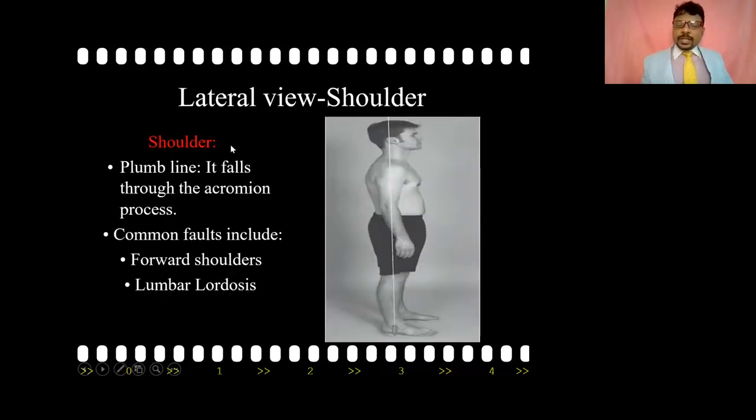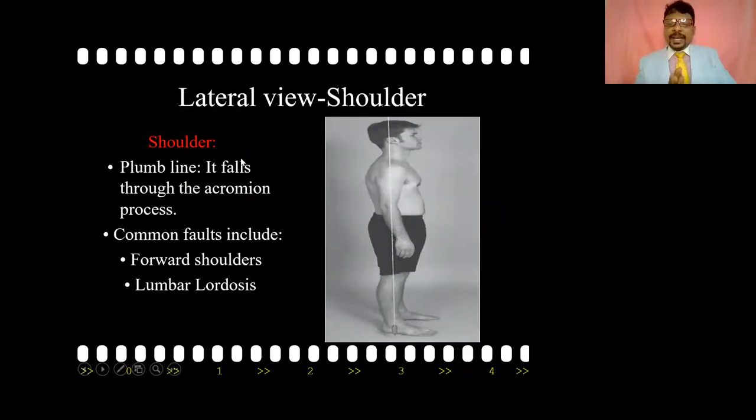So, coming to the shoulders, how will it be? The plumb line falls through the acromion process, so it should cross the acromion process. In case of a rounded shoulder or lumbar lordosis, this line is going to be forward, or in lordosis, this line is going to the back side, that's the posterior side. So these are the abnormalities.